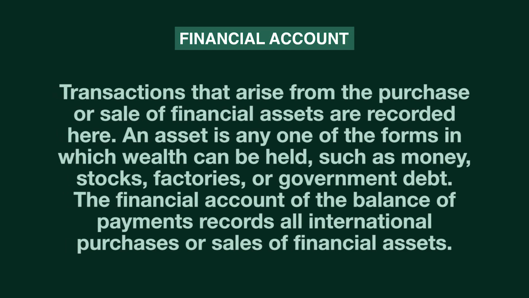Next is the financial account. In the financial account, all transactions that arise from the purchase and sales of financial assets are recorded here. Now, what are financial assets or assets in general? Assets are forms of wealth that can be in the form of money, stock, machinery, factory, buildings, government debt, etc. Now, the financial account balance of the balance of payment records all international transactions which arise from sales or purchase of financial assets. Now, let's take an example.